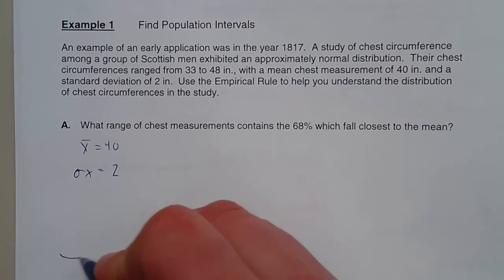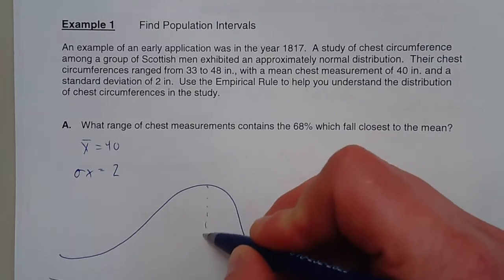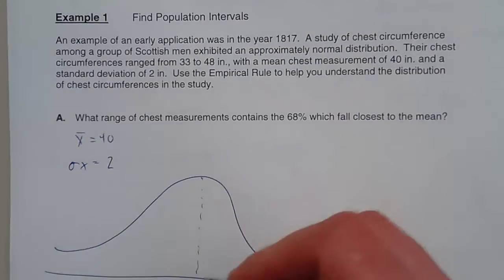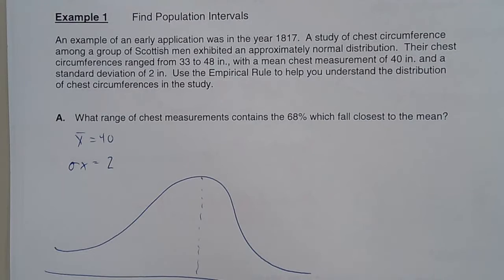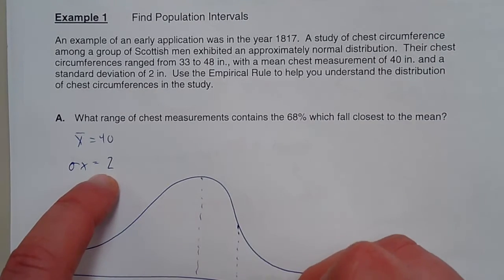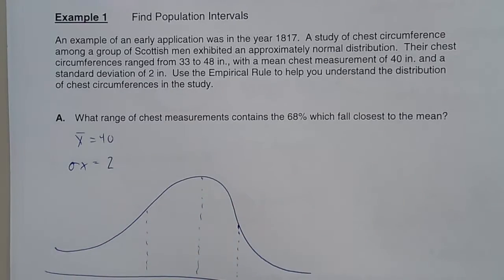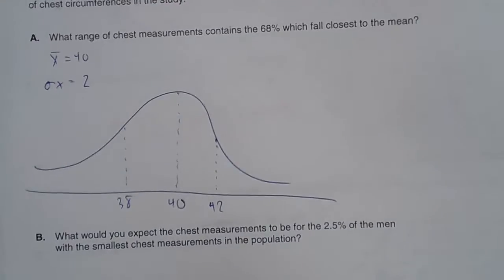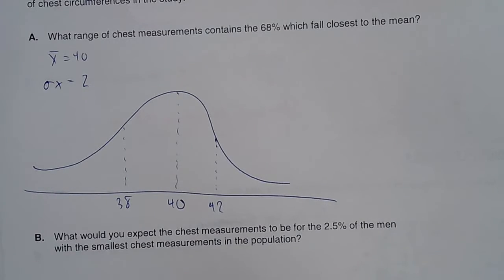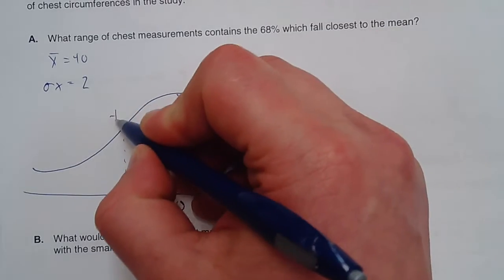So we can actually draw this same curve, and a lot of times this is an easy way to help you understand and answer these types of questions. So the mean is 40. Standard deviation is 2. If you go up 2 or down 2, that's going to be the first standard deviation. Basically, we know that by standard deviations, this is going to go up and down by 2s.